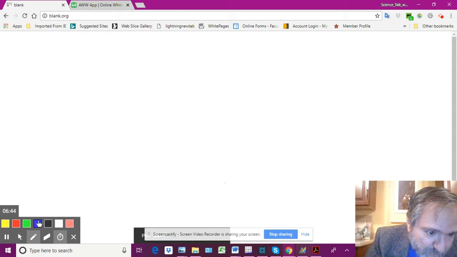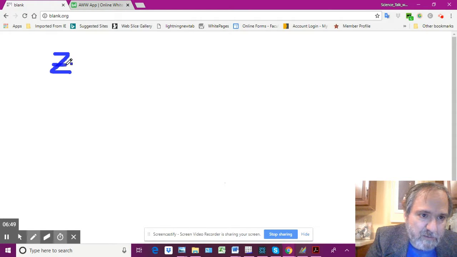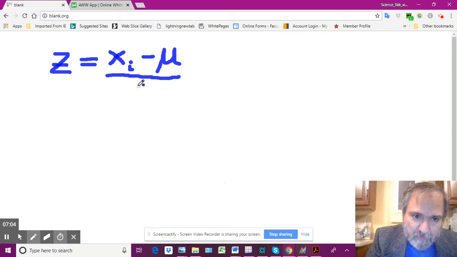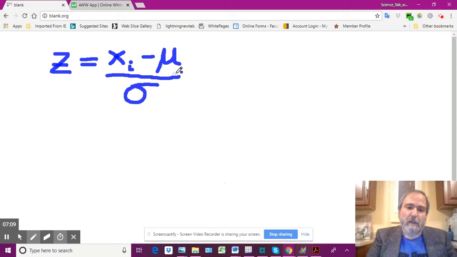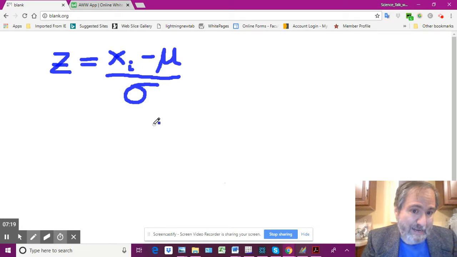Let's pull a pen up and let's do blue. So let's say z is equal to x. X will be whatever my individual observation is. I'll even give it an x sub i, minus mu, this is the Greek letter mu, divided through by sigma. Now, mu is the mean for the population, the average. Sigma is the standard deviation. That is a measure of spread.